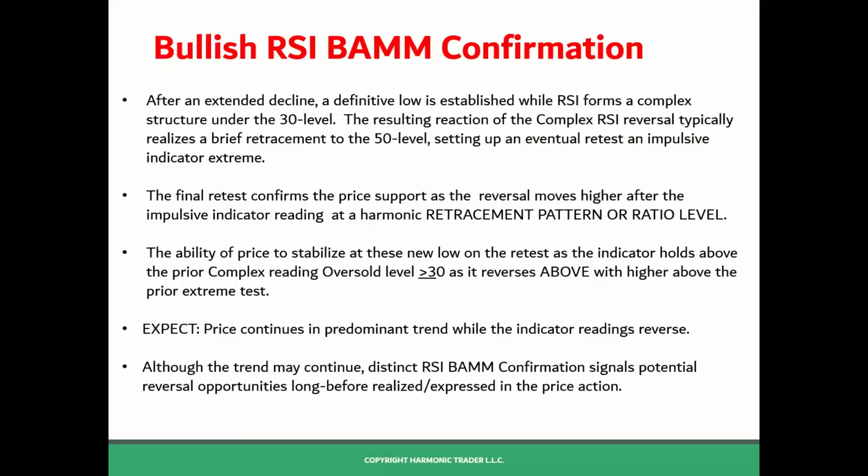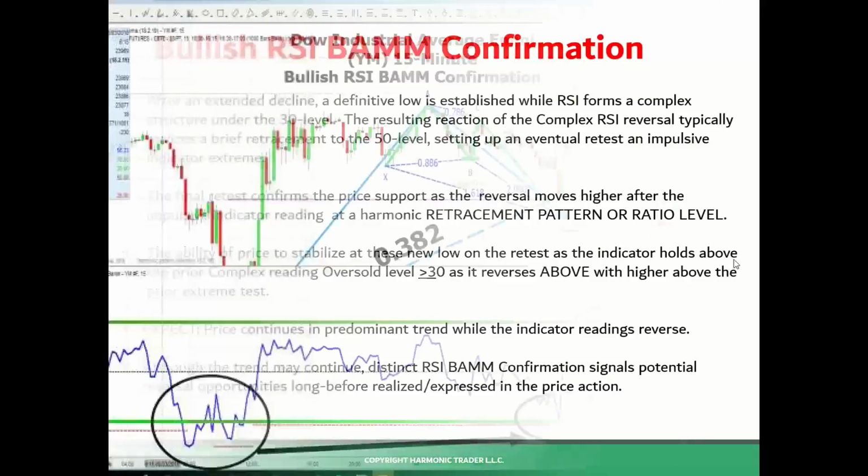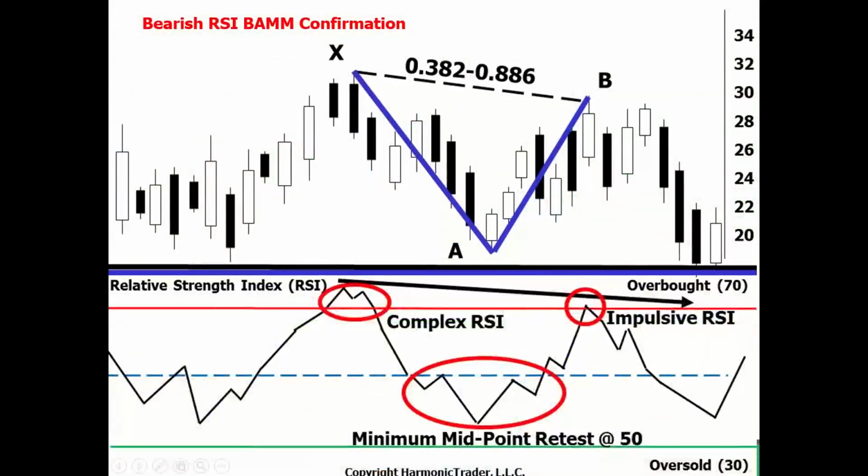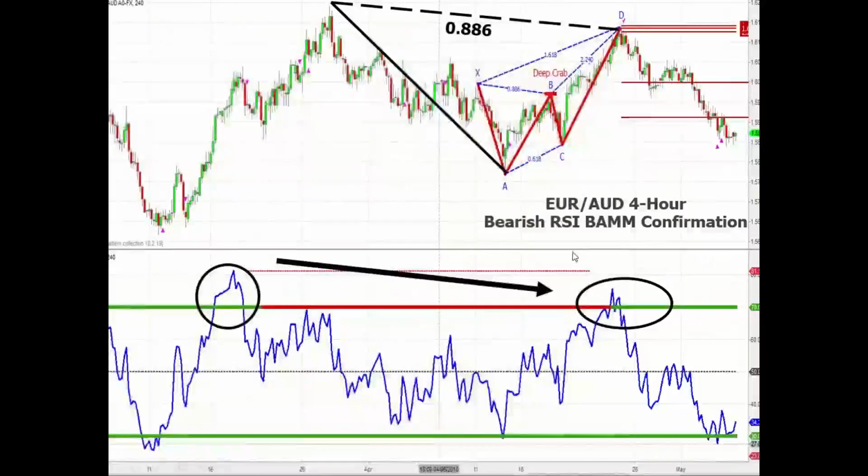If we have a retracement pattern or any kind of retracement level within the trend, it's going to be a strong continuation. Again, they're not as prevalent as the divergence situations. When they do occur, though, think continuation. Here's a bearish RSI BAMM confirmation. Again, we get the mandatory complex formation, go to the 50, hit the impulsive retest.